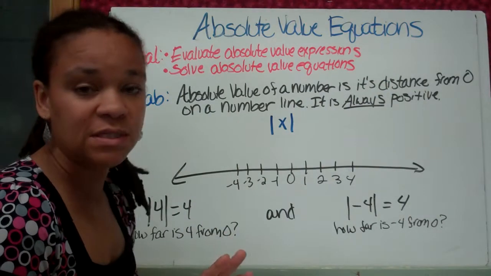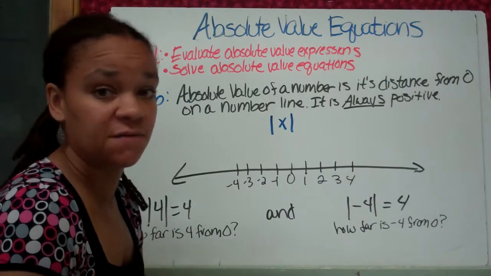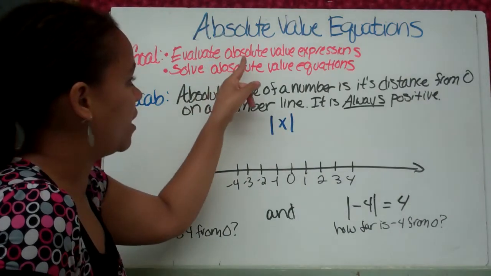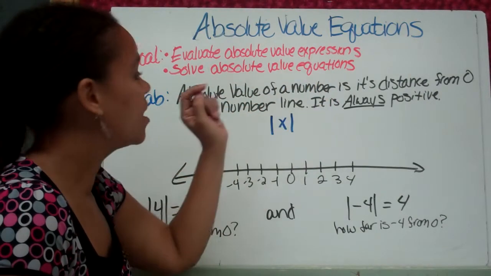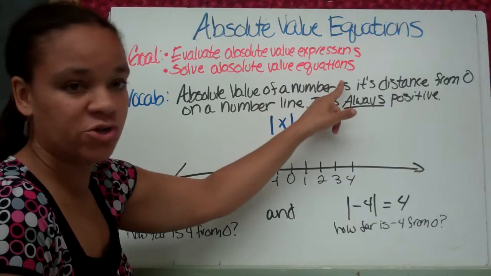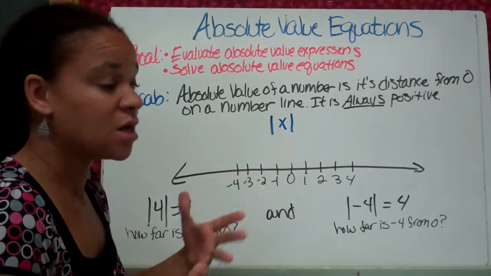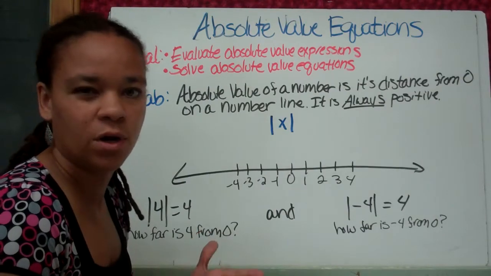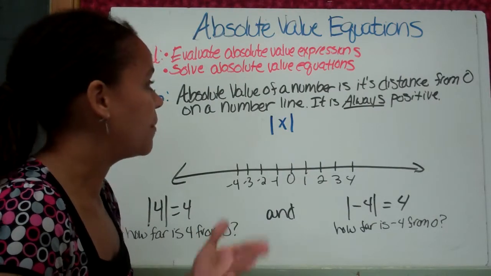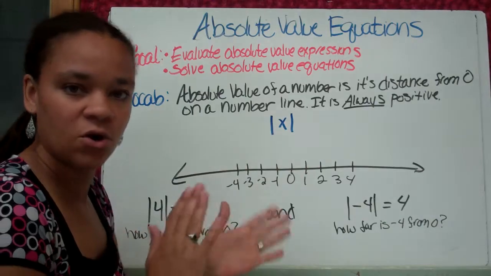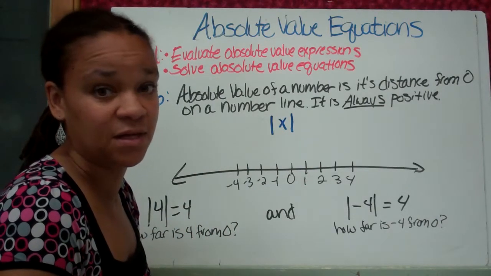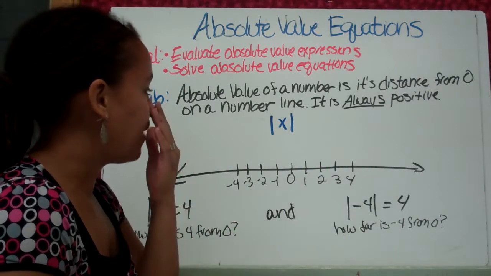We have two goals that we would like to achieve by the end of this video, and that would be to evaluate absolute value expressions and solve absolute value equations. So the difference between expressions and equations: expressions aren't going to have equal signs. It's just something we're going to plug in numbers and evaluate. Equations actually have equal signs, so if you do something to one side, you have to do the same thing to the other to keep them equal and balanced.